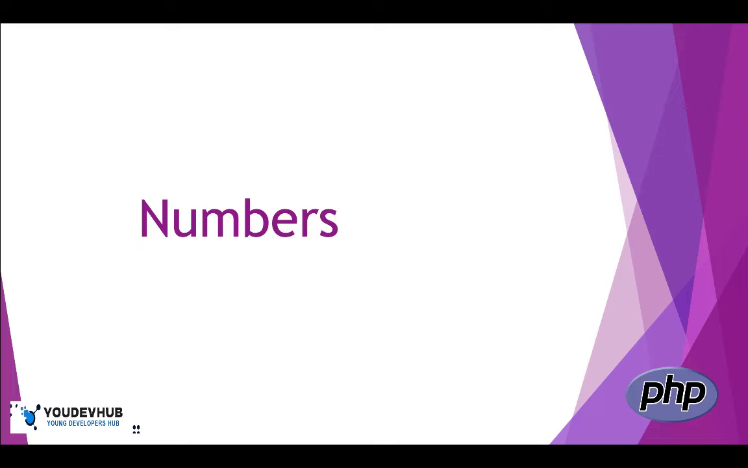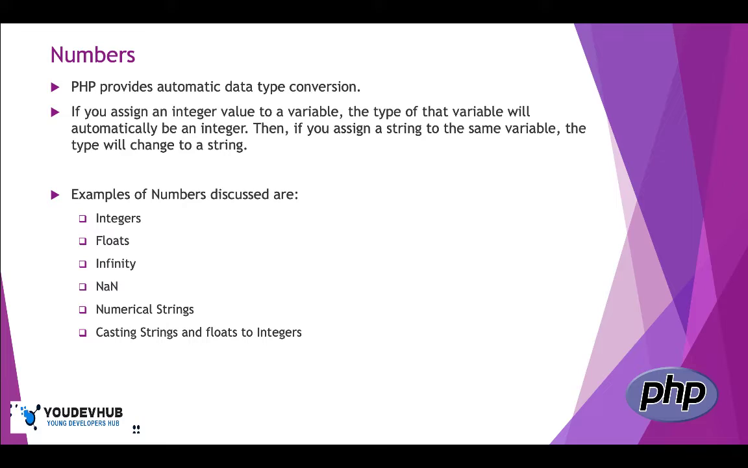What are numbers? We know numbers are the unit of counting or measurement. Now in PHP also, PHP has functions to deal with numbers, and we know that numbers exist in the form of integers or floats. Float can also be called decimal because it allows for decimal points. Now, PHP provides automatic data type conversion. If you assign an integer value to a variable, the type of that variable will automatically become an integer. Then if you assign a string to the same variable, the type will change to a string.